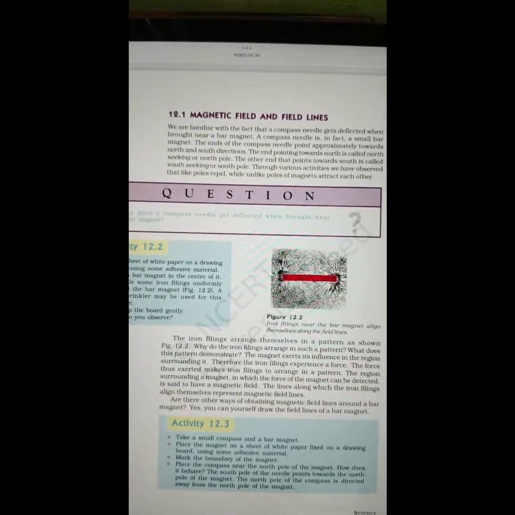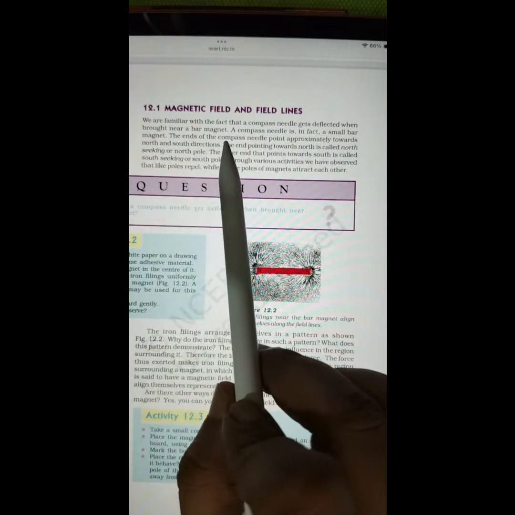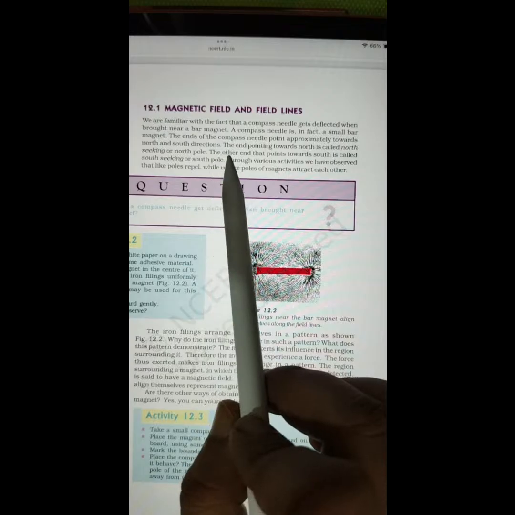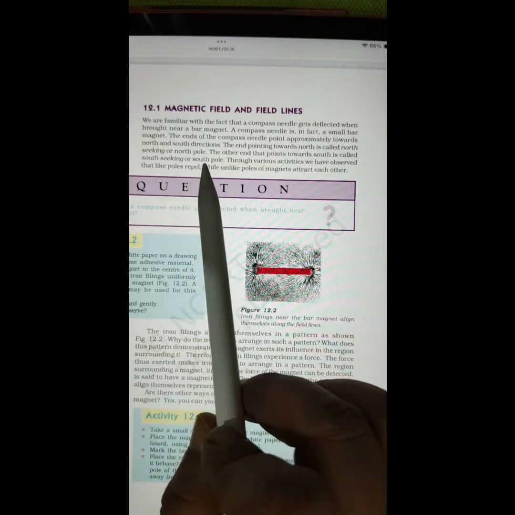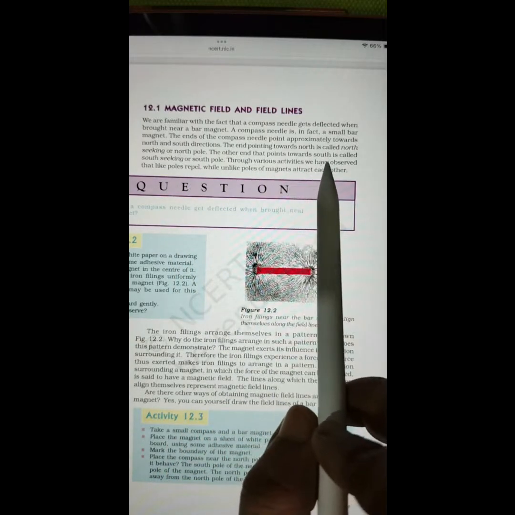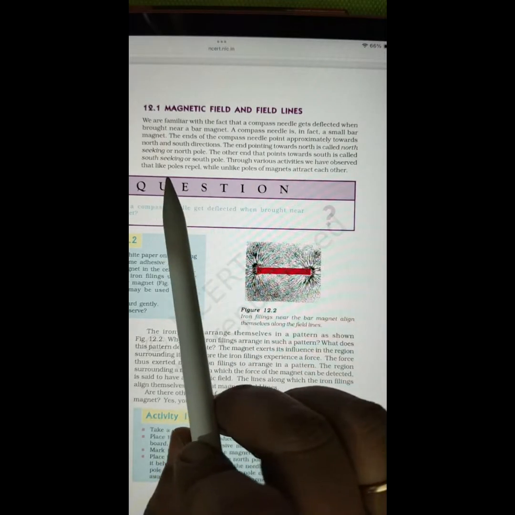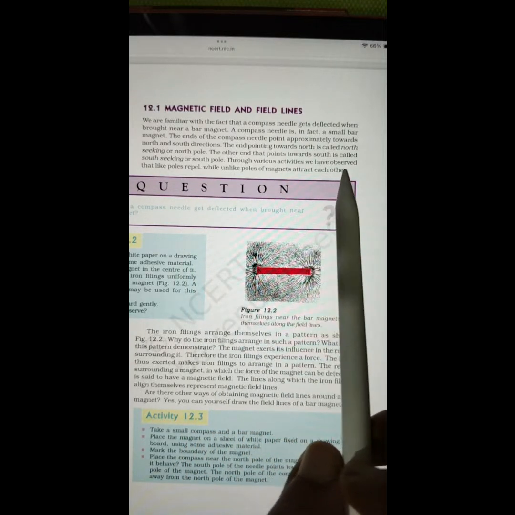12.1 Magnetic Field and Field Lines. We are familiar with the fact that a compass needle gets deflected when brought near a bar magnet. A compass needle is in fact a small bar magnet. The ends of the compass needle point approximately towards north and south directions. The end pointing towards north is called north seeking or north pole. The other end that point towards south is called south seeking or south pole. Through various activities, we have observed that like poles repel while unlike poles of magnets attract each other.